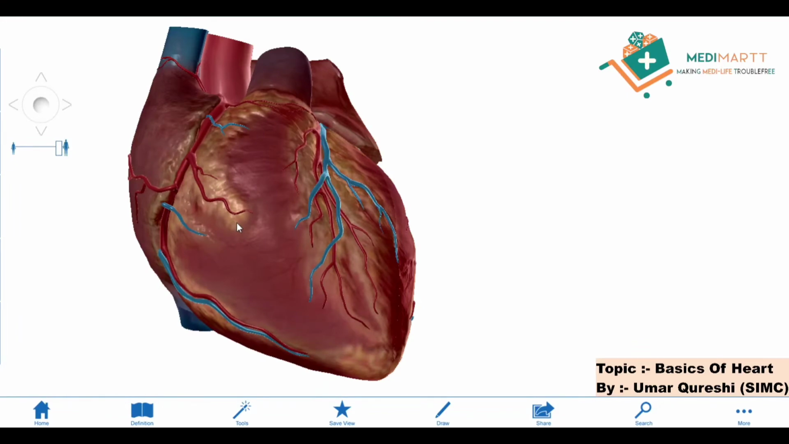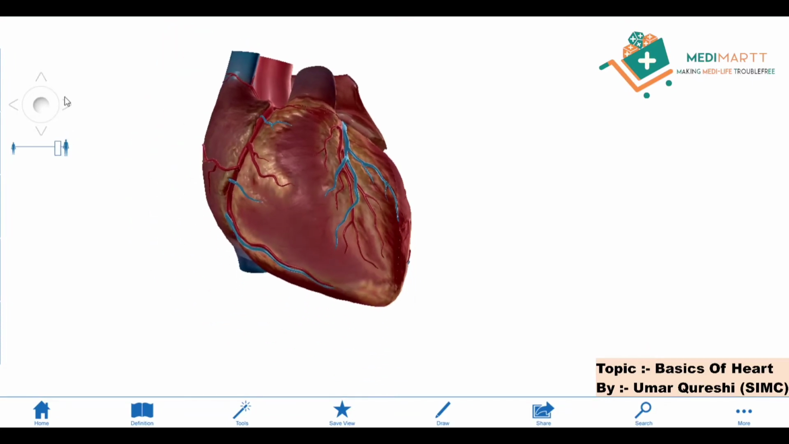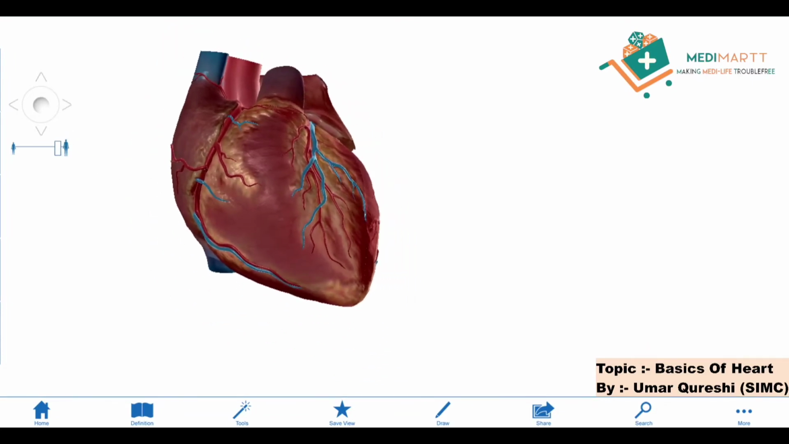Then where is the heart situated? Basically, the heart is situated in the middle mediastinum. And what is mediastinum? We will see what the mediastinum is in our later classes inshallah. The next point is the covering of the heart. Basically, the heart is covered by the pericardium, and it protects the heart.